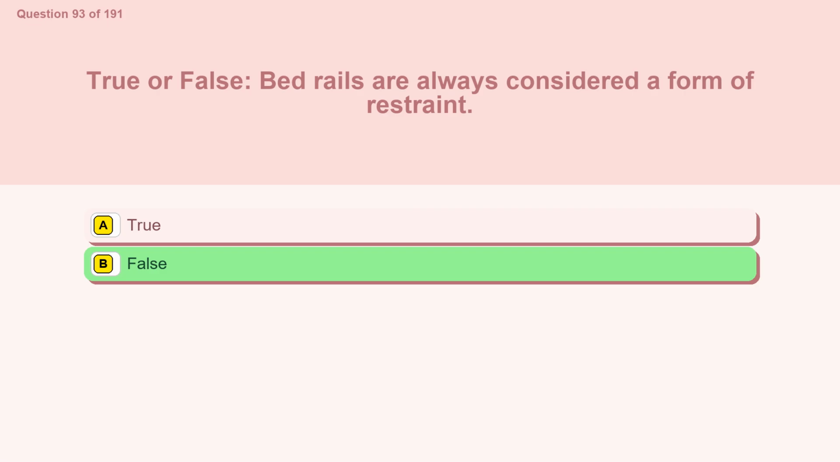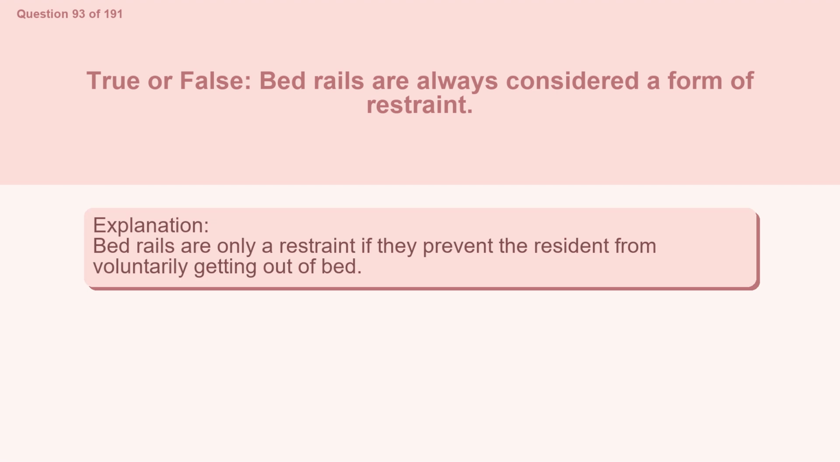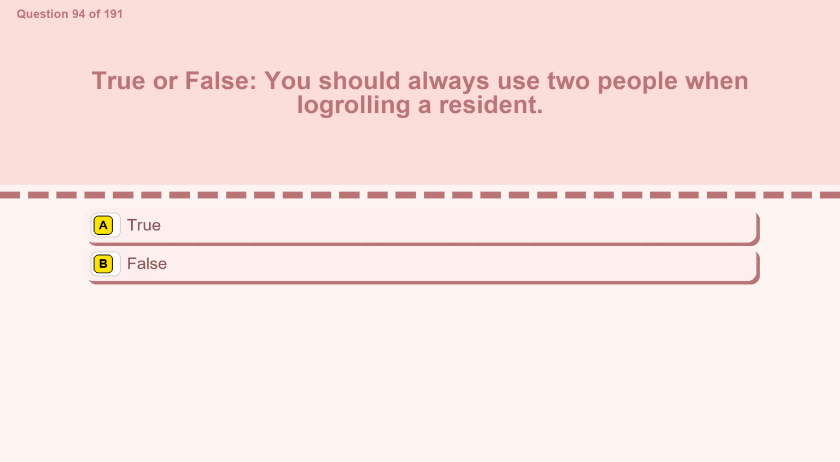The correct answer is option B, false. Bed rails are only a restraint if they prevent the resident from voluntarily getting out of bed. Question 94. True or false, you should always use two people when log rolling a resident. Option A, true. Option B, false.